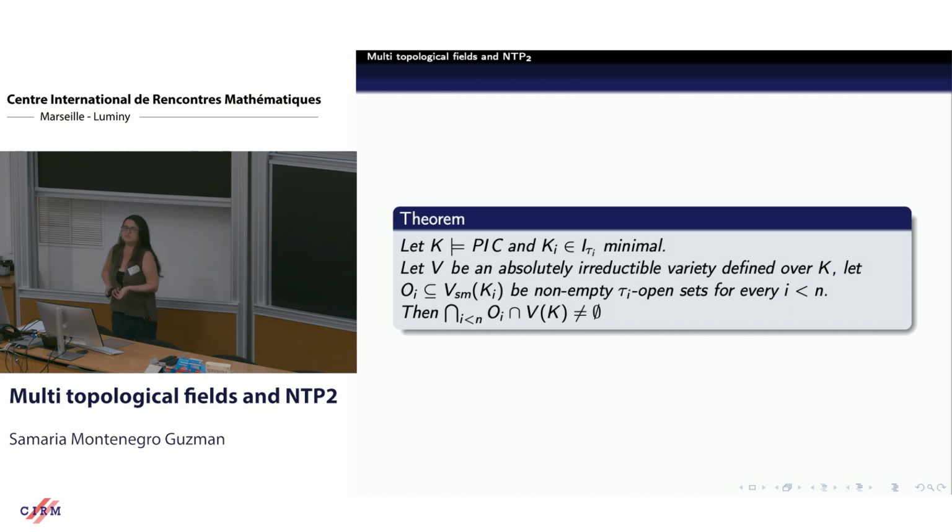And we want something similar for our case, and we obtain the same for our closure. So that means that if you are PIC, you take the minimal element for E_tau_i, so our closure for the topology tau_i. If you take an absolutely irreducible variety defined over the field, you take open sets in the K_i inside the variety. Then you can find a point that is inside the intersection of all the open sets, in the field, and in the variety of rational points. So it's exactly the same theory.